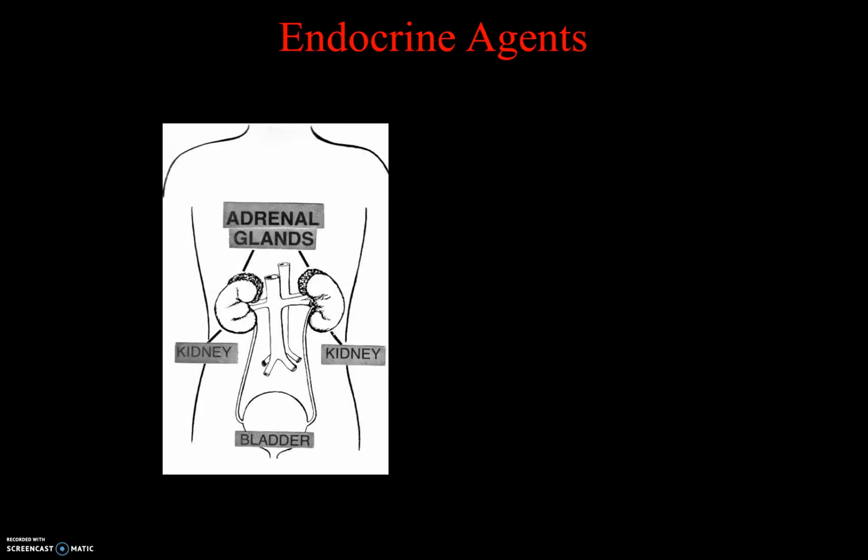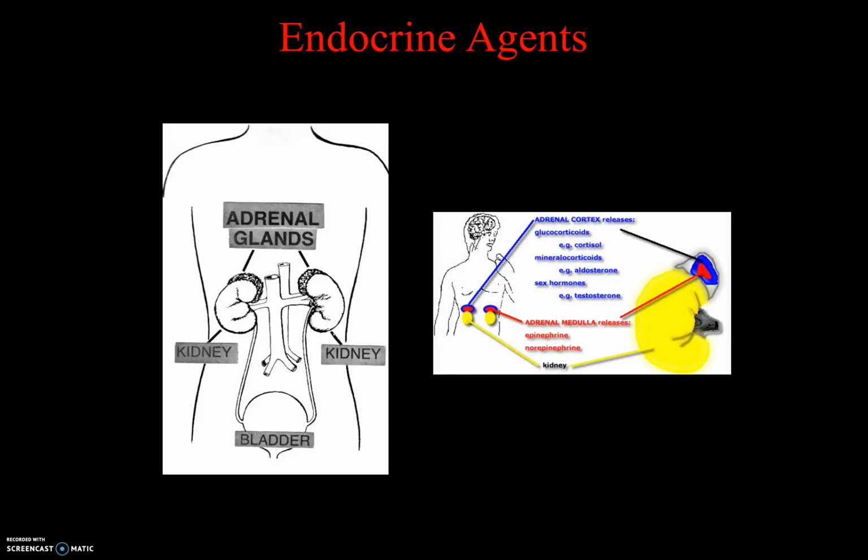The adrenal glands are located at the superior surface of the kidney and have 2 sections. The adrenal medulla releases epinephrine and norepinephrine associated with the sympathetic nervous system, and the adrenal cortex produces glucocorticoids, which basically influence your electrolytes and carbohydrate metabolism. It also secretes mineralocorticoids.